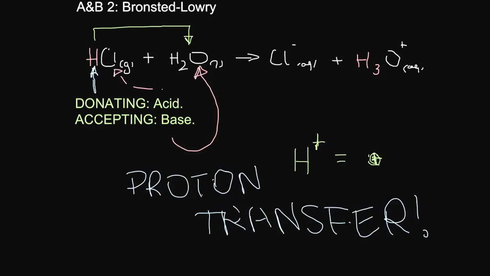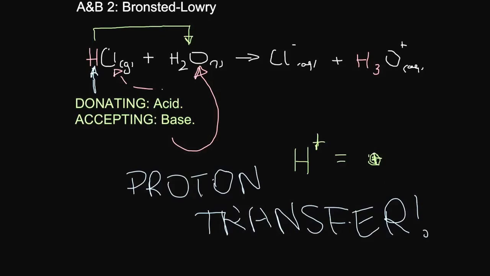Let me just run through that again. Bronsted-Lowry is about proton transfer. The thing that is donating a proton in a reaction is called the acid. The thing that is accepting a proton in the course of a reaction is called the base. Remember, H plus and a proton are the same thing.